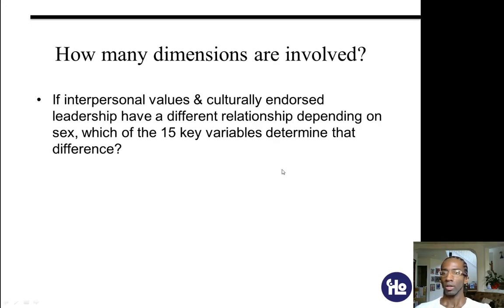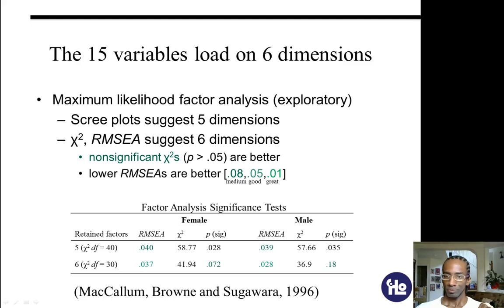Okay, so first of all, let's see how many dimensions are involved in the differences between the males and the females. I use maximum likelihood factor analysis, which is more exploratory, and it suggests that both the male data and the female data loaded on 5 dimensions. So you use this factor analysis to say, okay, how many factors are influencing the male results? You look at your chi-squares and your RMSEA, and both of them suggest about 6 dimensions.